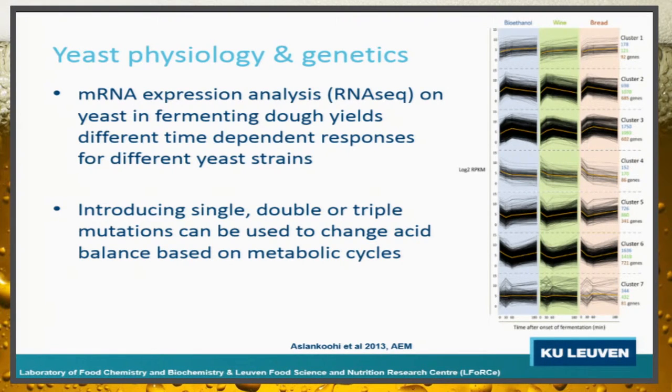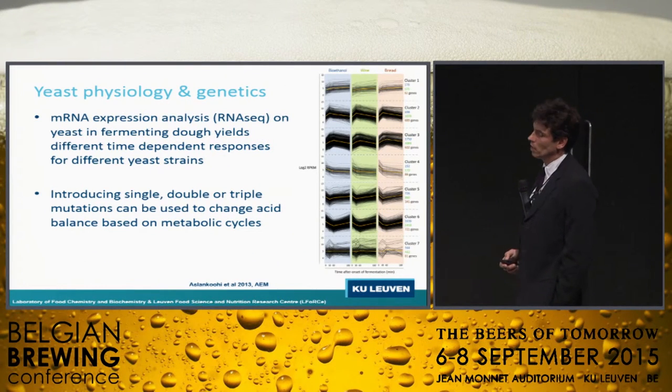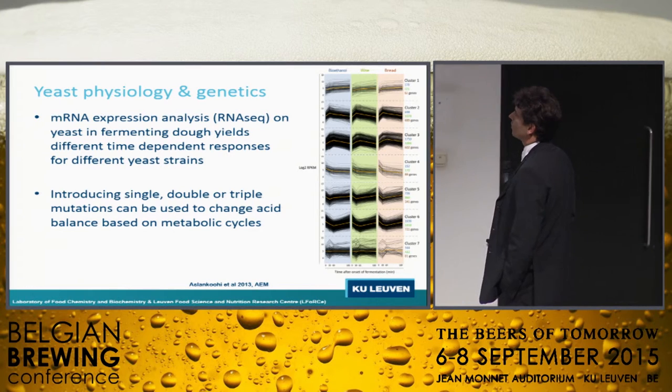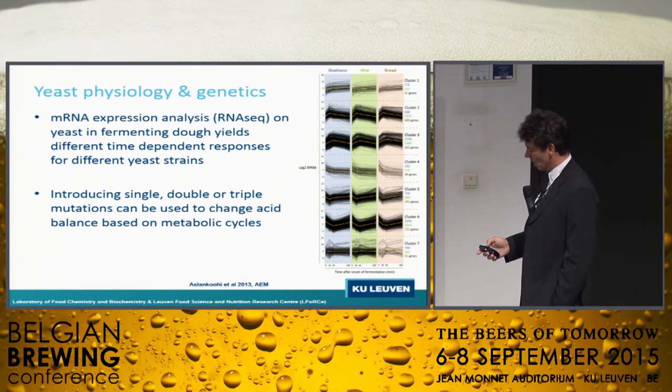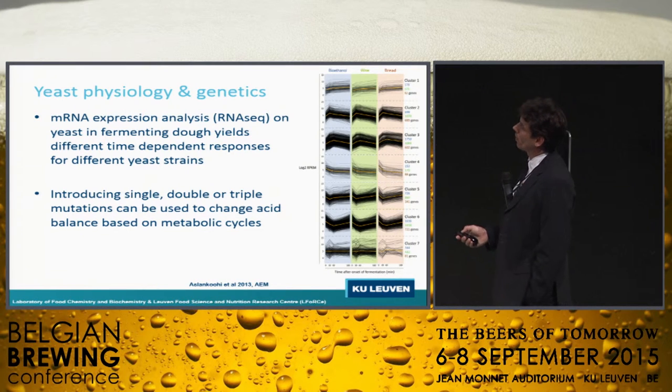Then there was an additional experiment. So 3 of the yeast strains were actually selected for a more thorough investigation into mRNA expression analysis profile. This was done by Elham, who was primarily supervised by Kevin, co-supervised by myself. So what we did is a bioethanol strain, wine strain, and a bread strain, mRNA sequencing, so complete RNA sequencing. And what was clear is that during the first 60 minutes in the dough, you do have some strong adaptation of all of the yeasts to the system, and you go back to normal after 120 to 180 minutes. You do have different expression profiles between the three different yeasts. This also gave us some targets to look for to change acid balance based on metabolic cycles.